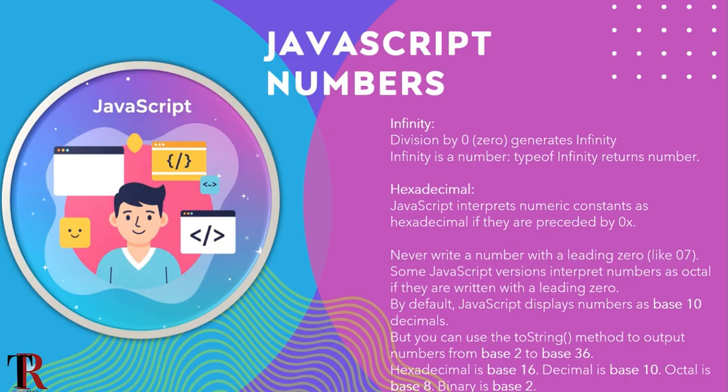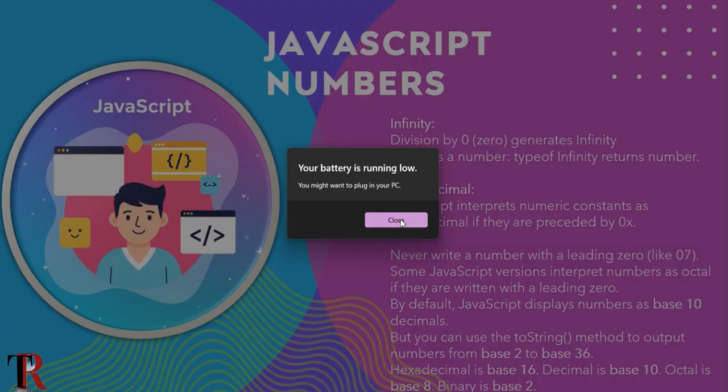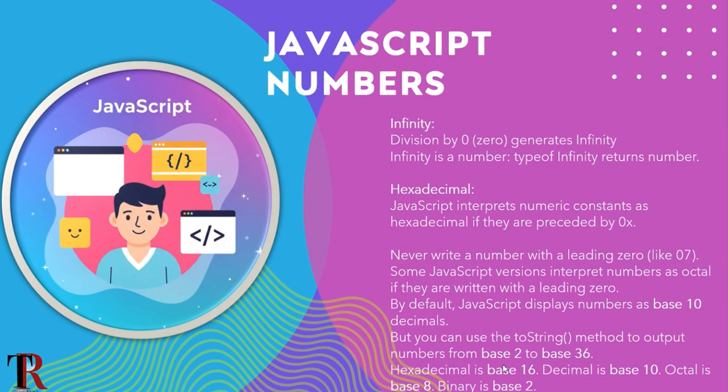By default, JavaScript displays numbers as base 10 decimals. But you can use the toString method to output numbers from base 2 to base 36. So if at any time you need to display a number or convert it to any other base, you can use this toString method. JavaScript will take this and use it to change your number into any base that you want. Hexadecimal is base 16, decimal is base 10, octal is base 8 and binary is base 2.